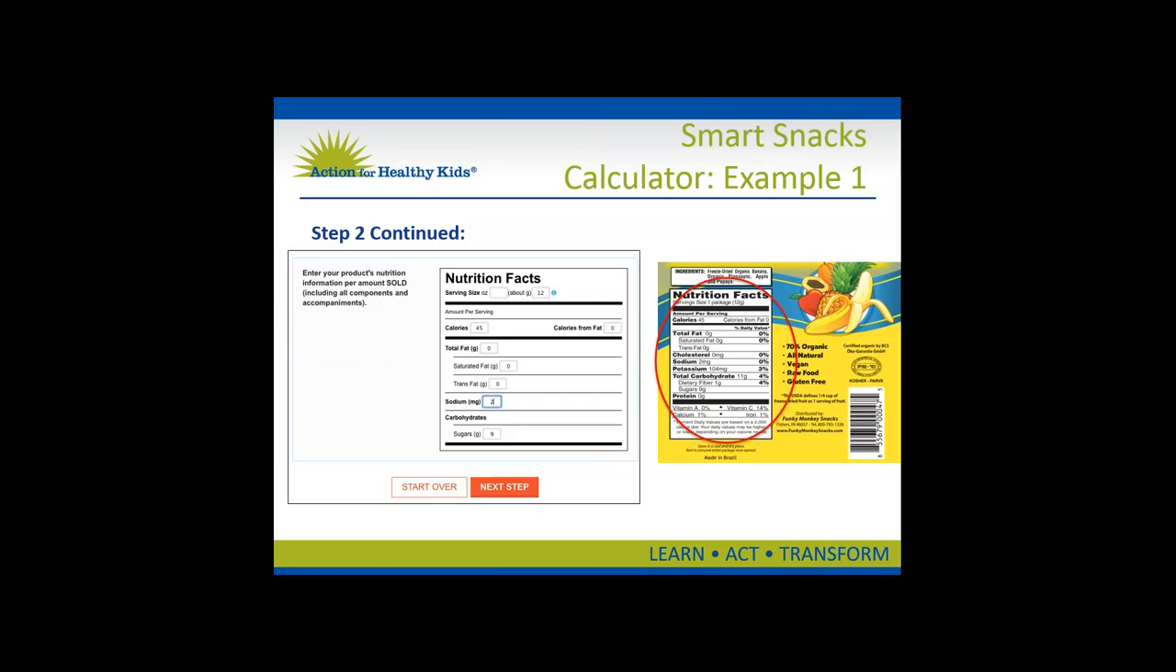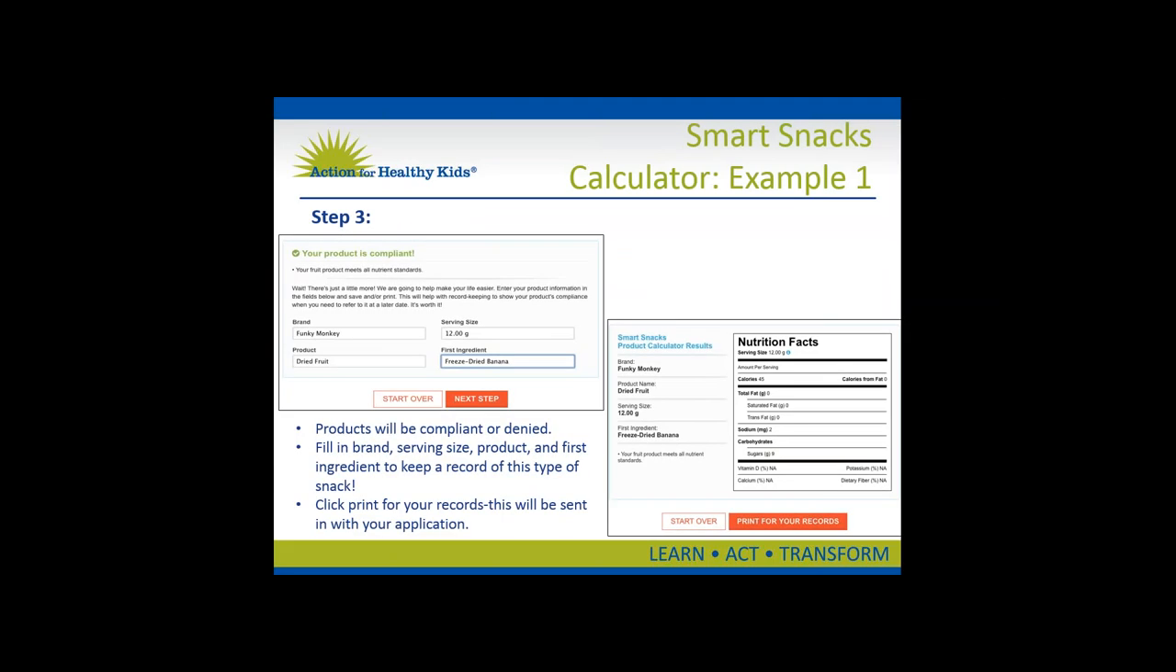For the next step, now you can enter in your nutrition facts and you use your label to do this. And finally, for the last step, it will tell you if your product is compliant or denied. If it is compliant, it will ask you to fill in the brand, serving size, product type, and first ingredient of your product. It will create a nutrition label that is shown on the right side of your screen.